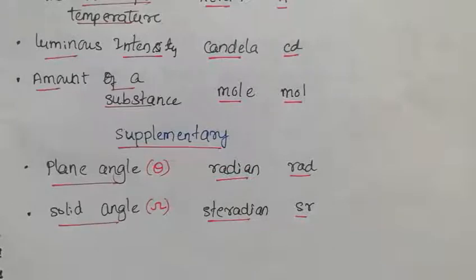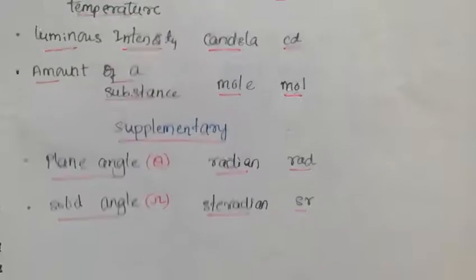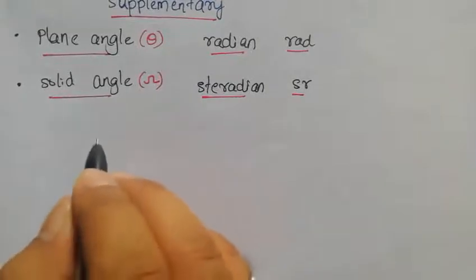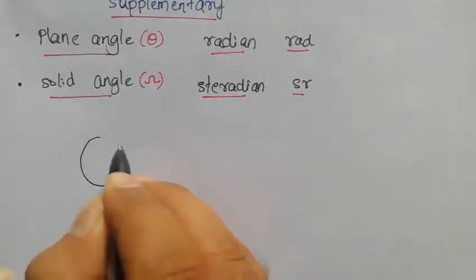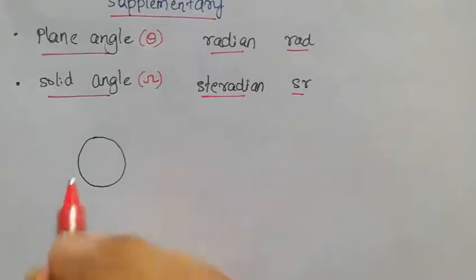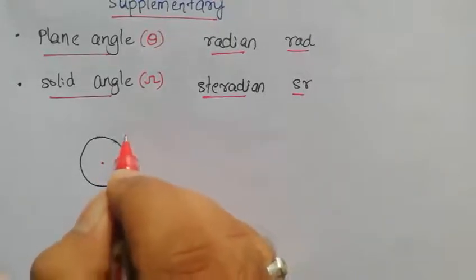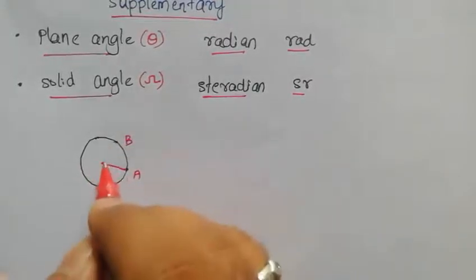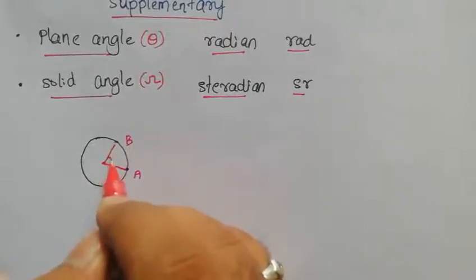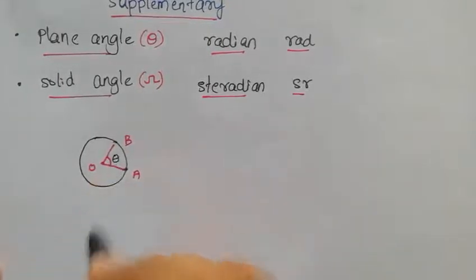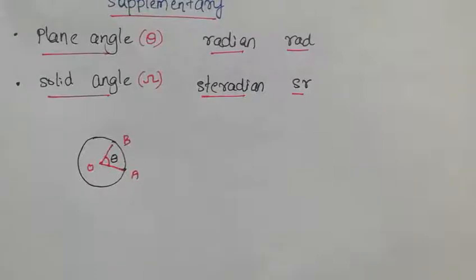Plane angle and solid angle. Let us take a circular path. This is the center O. The boy is standing at this point, let me call it A, and he moved to point B. Initially he was here and now he is here. The angle between these two locations from the center O we express as angle theta. This angle lies on a plane, so we call it plane angle. This plane angle is given by what formula?